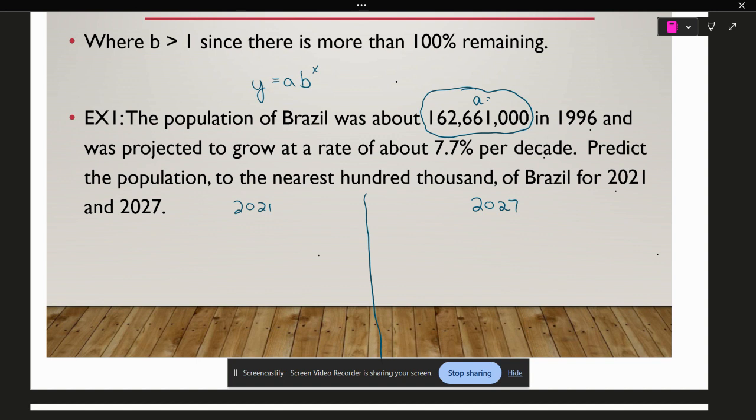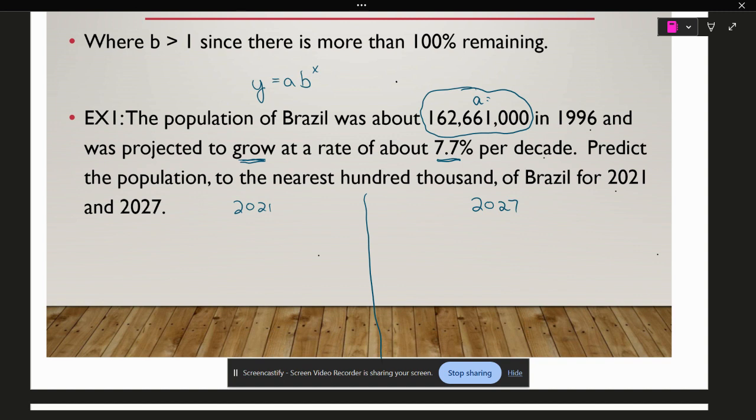In 1996, was projected to grow at a rate of 7.7% per decade. So grow. So when we talk grow, that's the 7.7%. That's going to be our B value. So how do we figure out a B value? You always have 100% of what you start with, meaning that I started with 162 million people. Okay, I started with 100%. I'm adding to that 7.7%.